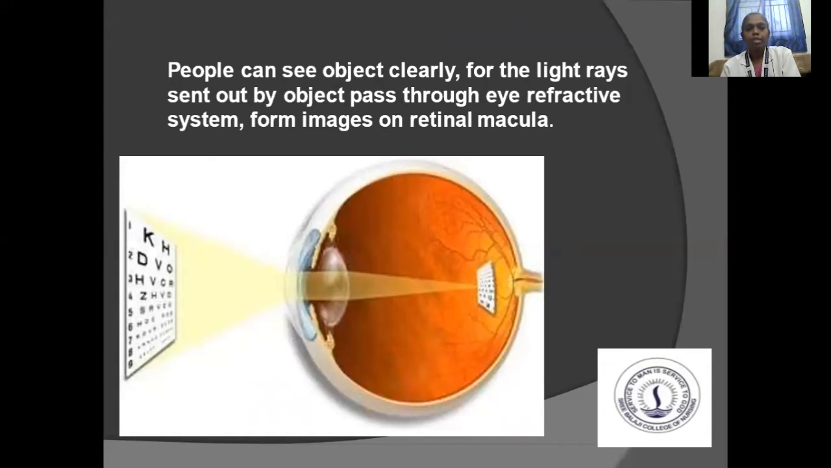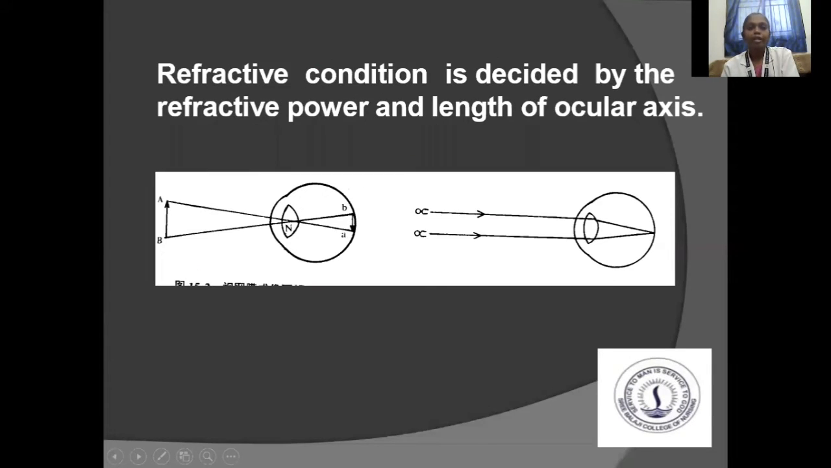People can see objects clearly because the light rays sent out by the object pass through the eye's refractive system and form images on the retinal macula. Here, the light will pass through the cornea and lens, and it will be formed on the retinal macula. So this is the normal physiology of vision. Refractive condition is decided by the refractive power and the length of the ocular axis. So refractive power is very important.